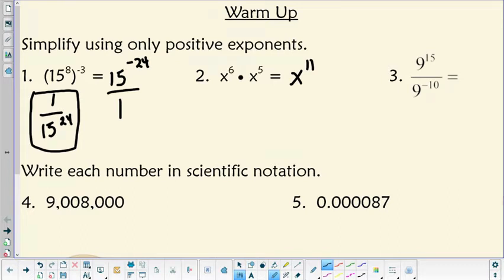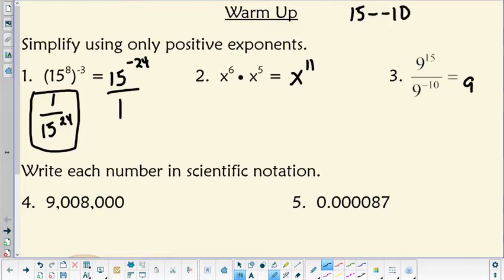For the third one, this is the quotient rule. We are dividing 9 to the 15th power by 9 to the negative 10th power. Both of these have a 9 as my base, so my answer will also have a 9. And I need to subtract. Be very careful because you need to subtract 15 minus negative 10.